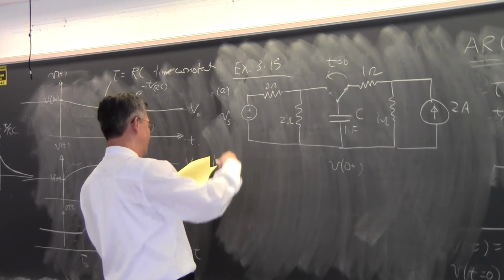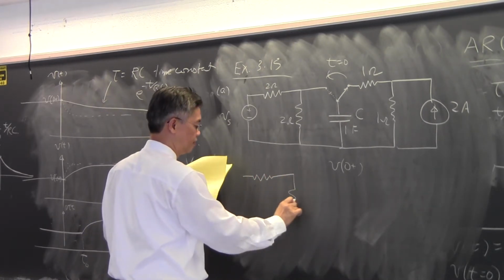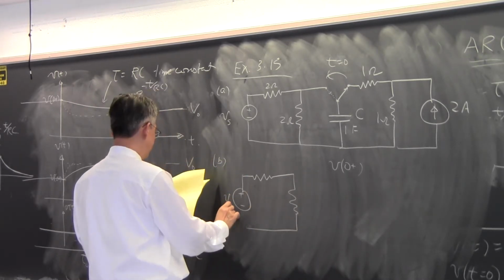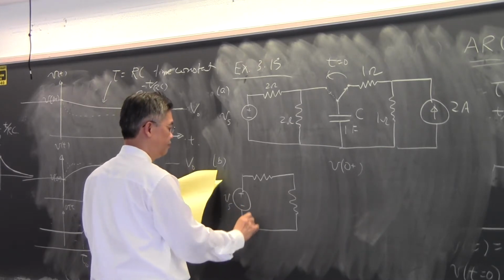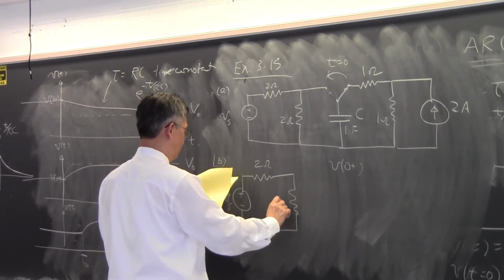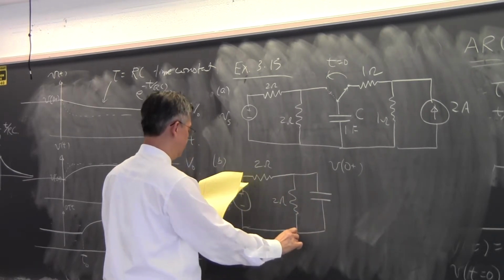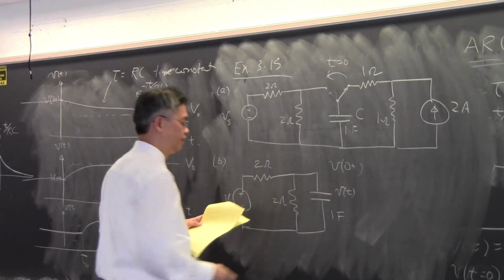Picture B is actually after you have flipped the switch over. Okay? You can replace the above picture with this circuit. Picture B, 2 ohms, 2 ohms, and then this capacitor 1 farad, and you're asked to find V of t.